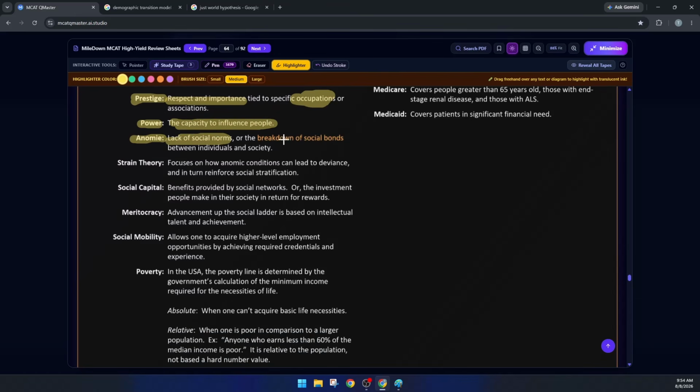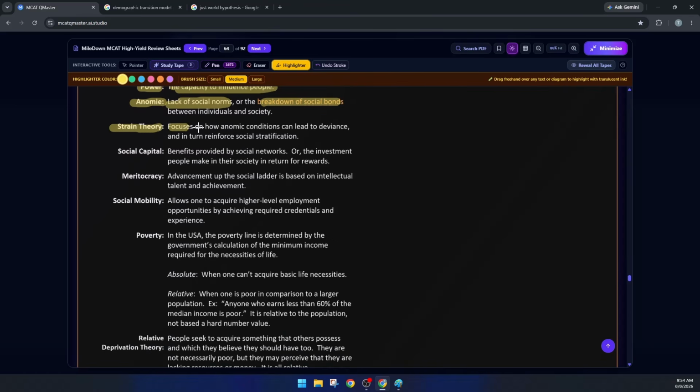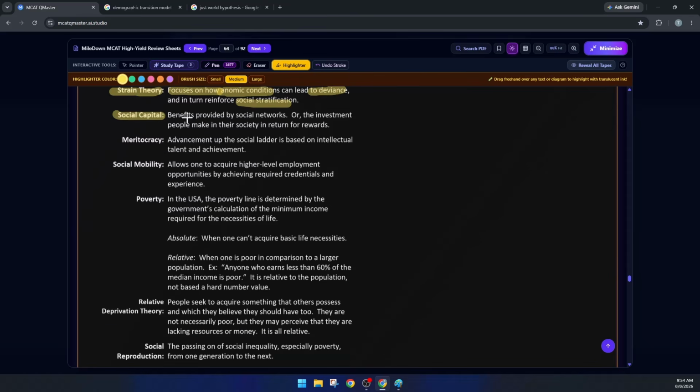Anomie is a lack of social norms or a breakdown of social bonds. Strain theory focuses on anomic conditions. It can lead to deviance and reinforce social stratification. Social capital is benefits provided by social networks. We already talked about social capital, so we can skip that for now.